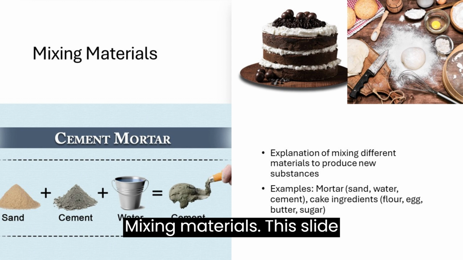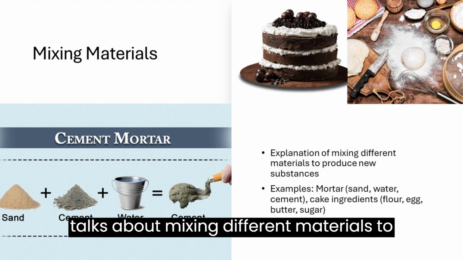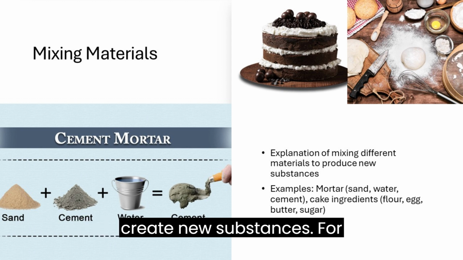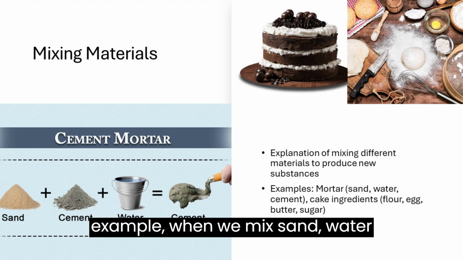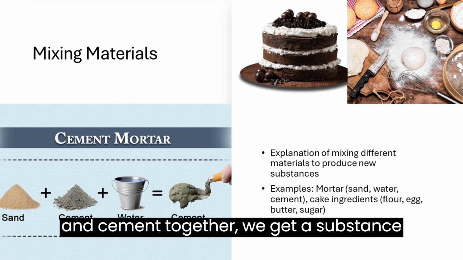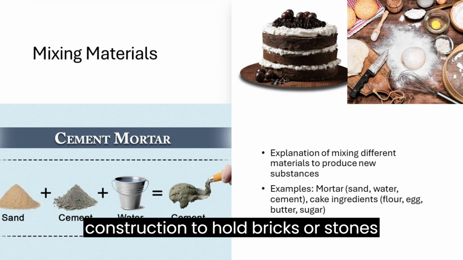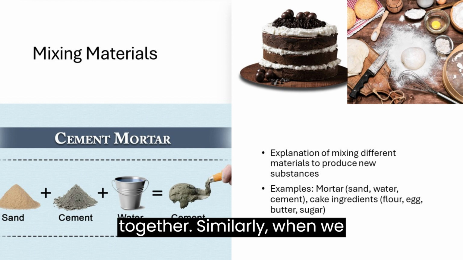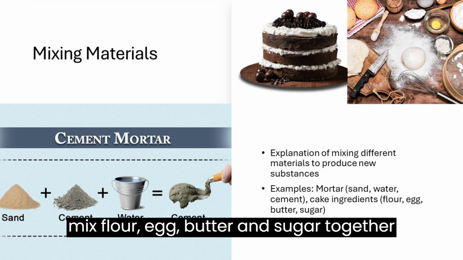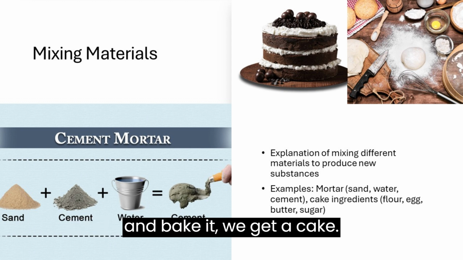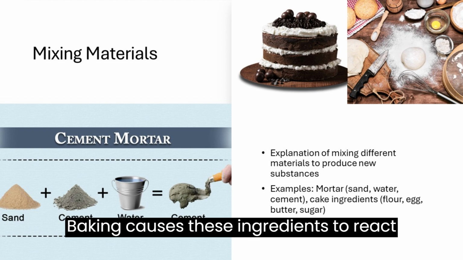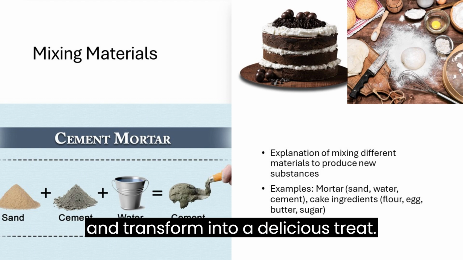Mixing materials. This slide talks about mixing different materials to create new substances. For example, when we mix sand, water, and cement together, we get a substance called mortar. Mortar is used in construction to hold bricks or stones together. Similarly, when we mix flour, egg, butter, and sugar together and bake it, we get a cake. Baking causes these ingredients to react and transform into a delicious treat.